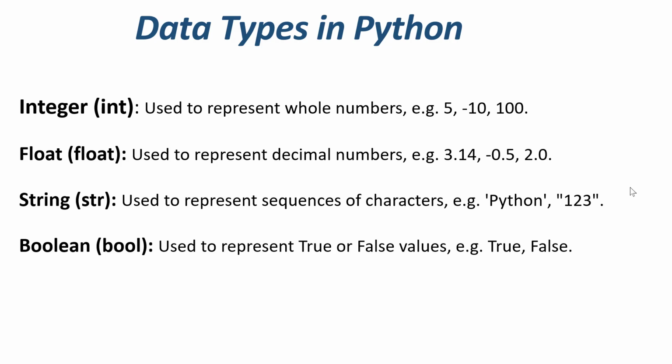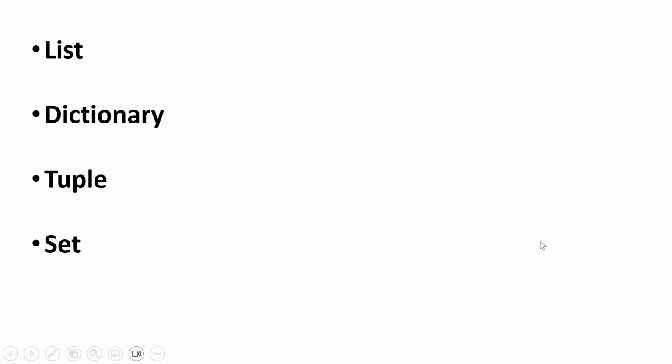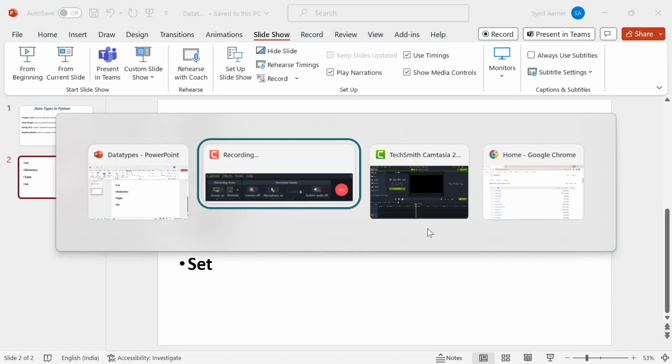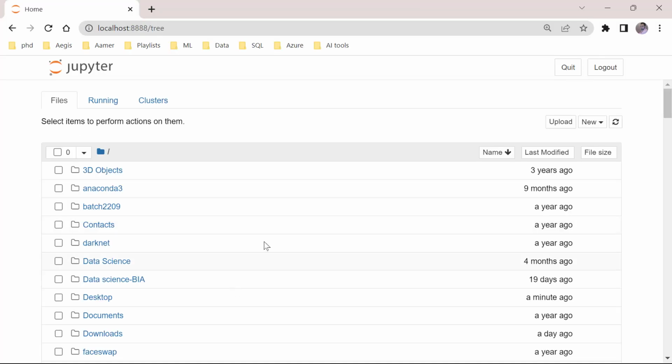Then we also have something called boolean. It can take two possible values, true or false. We use that a lot, especially when it comes to conditions. And there are some advanced data types in Python that are very useful. We have list, which is denoted by square brackets, dictionary, denoted by curly brackets, tuple, denoted by round brackets, and set, again denoted by curly brackets. Don't worry, I'll teach those in another session. But now let's move to Jupyter.